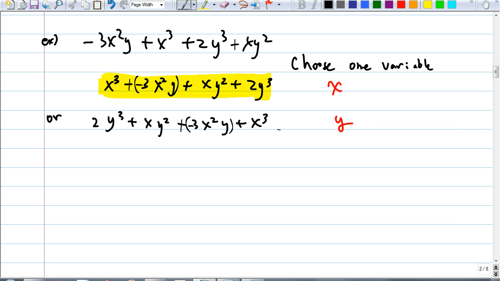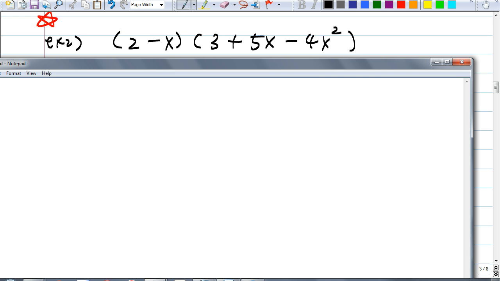Okay, good. Let's do example 2. I put a star on this one. It says 2 minus x, in parentheses, times, in parentheses, 3 plus 5x minus 4x squared. This example 2 looks a little bit different than example 1 because instead of binomial times binomial, we have binomial times trinomial. And not only that, look at each of these polynomials. Are they written in standard form?